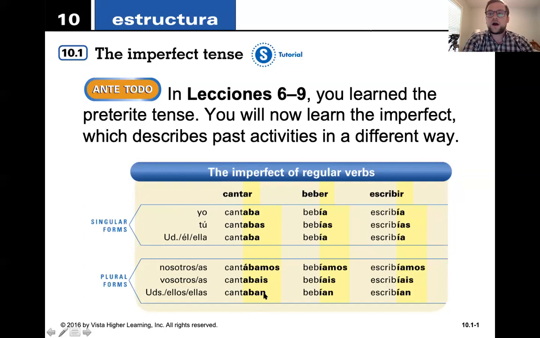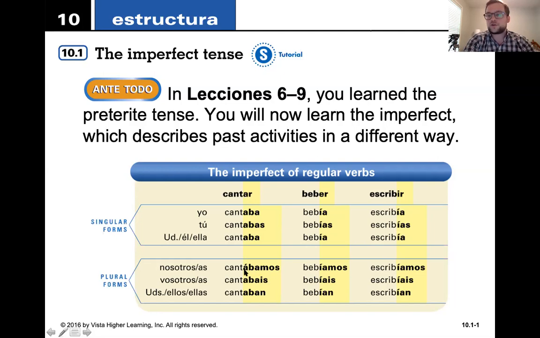So like other forms that we've learned, that nosotros form will carry an accent. Okay, sometimes in the preterite it was the yo and the usted and ella form, right? A, aste, ó. Those had endings with an accent. But here, because we want to maintain the stress of the vowel before that last syllable, aba, abamos, we're followed by 2 syllables.